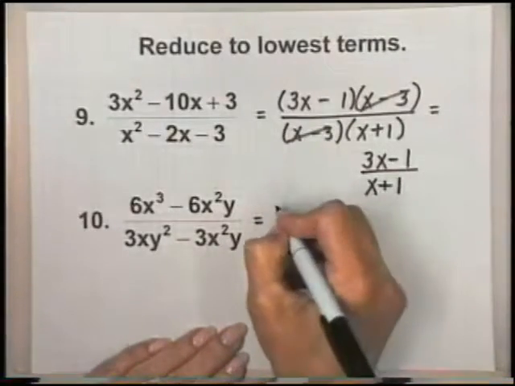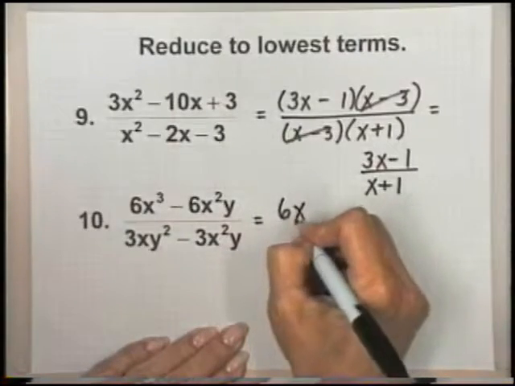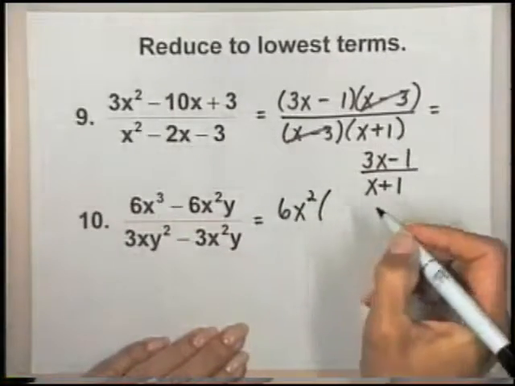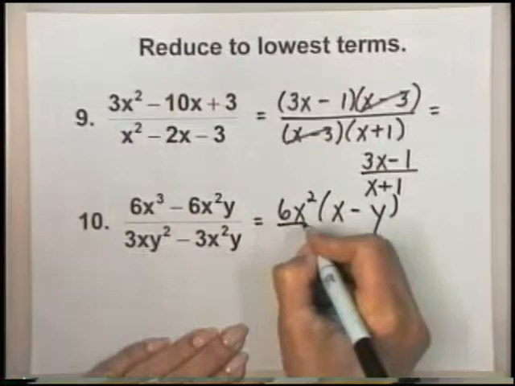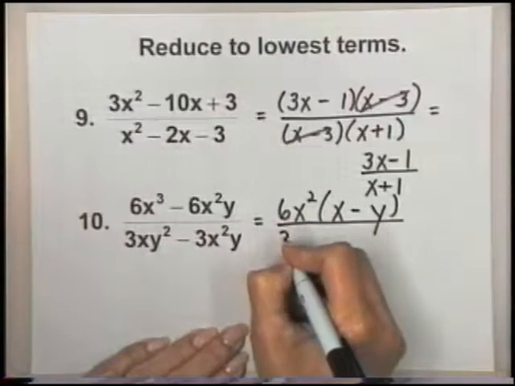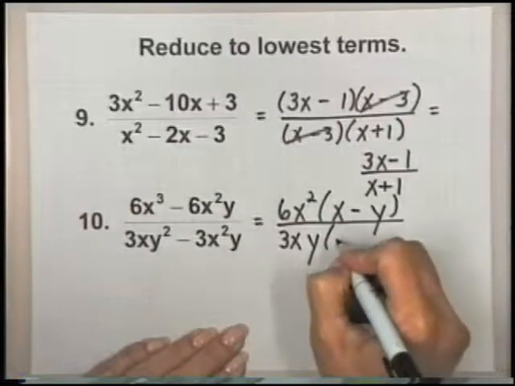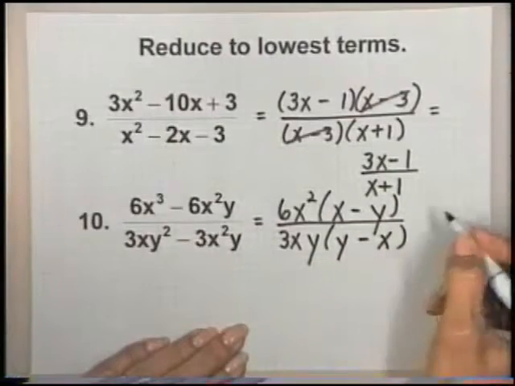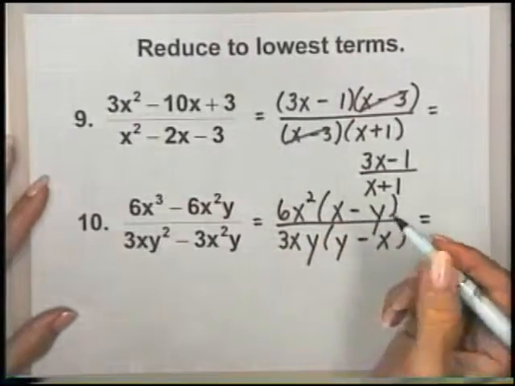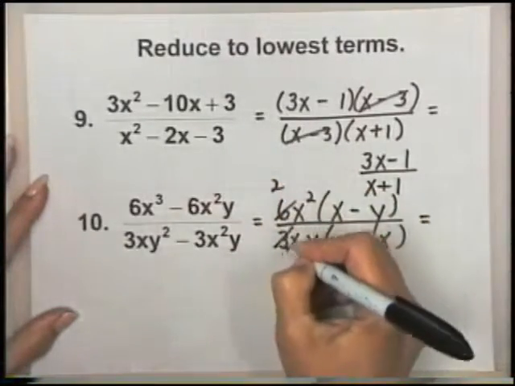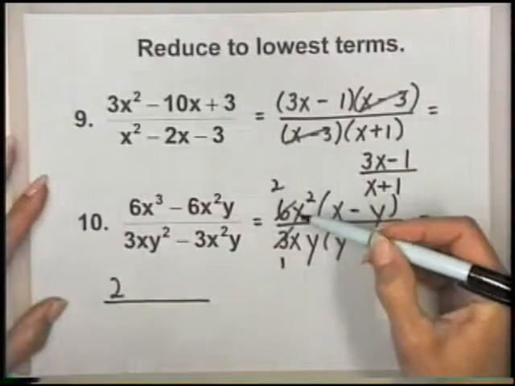For problem number 10, let's factor a common factor out of the numerator. Our common factor is 6x squared. When we do that, we're left with x minus y. In the denominator, let's factor out 3xy. When we do that, we're left with y minus x. Now let's see what we can do. Let's go ahead and divide out the common factor 3. 3 goes into 6 twice and into 3 once. So let's write the 2.